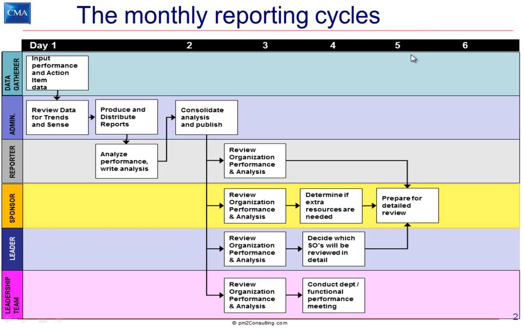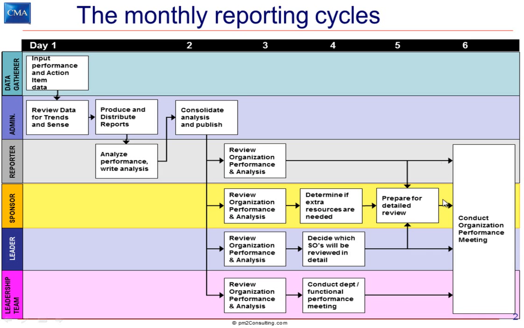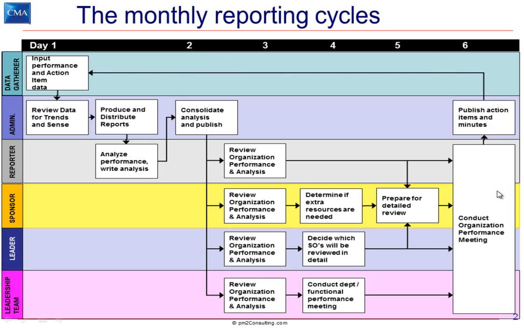So we're now taking a look at the 5th day of the week. So imagine the month ended on a Friday. So by Monday, we've got the data in. By Friday, we've had the cascaded meetings. We've prepared for the final report out and so forth. So now by the following Monday, the reporter, sponsor, leader, and the leadership team can all conduct that one performance meeting on the 6th day of the new month. Based on that, they're going to come up with action items which will then get fed back and used by the next month to make sure that we're making and following up on the commitments that we have made.